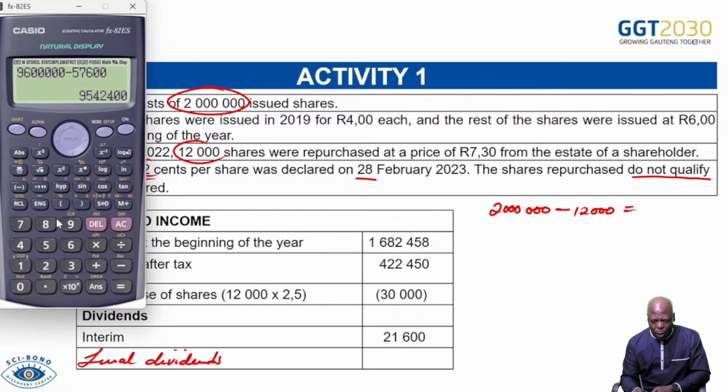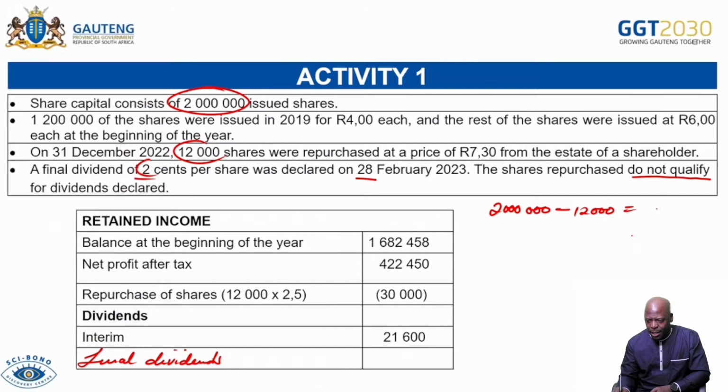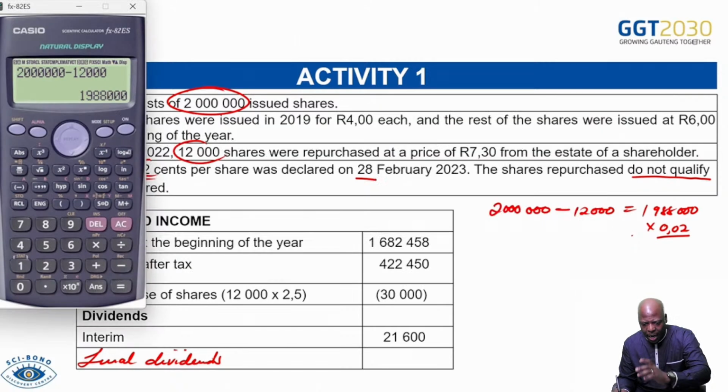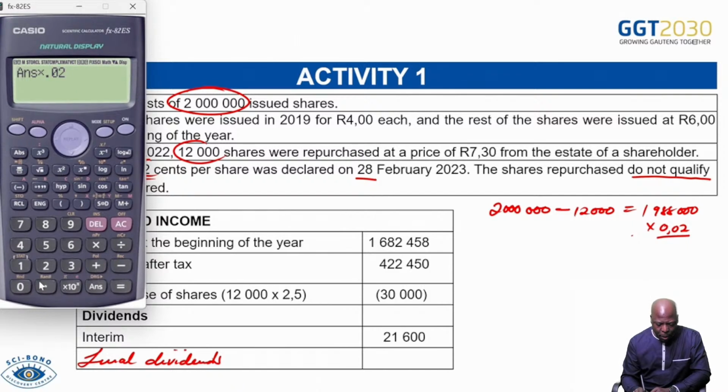So I'm going to say out of my 2 million, is that 2 million? Yes, that's 6 zeros, minus 12,000. Then I'm going to have my 1,988,000. And of this now, we're going to give a dividend of 2 cents per share. Okay? So it simply means I'm going to multiply that by 2 cents.